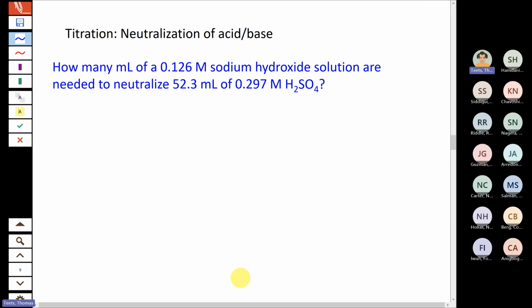So here we're adding sodium hydroxide to 52.3 milliliters of this 0.297 molar sulfuric acid solution. We want to know how many milliliters of the sodium hydroxide solution are required. So it's just a stoichiometry problem, as I said.